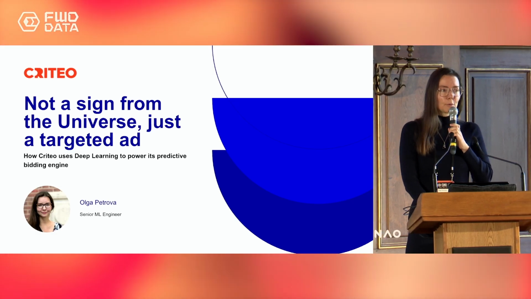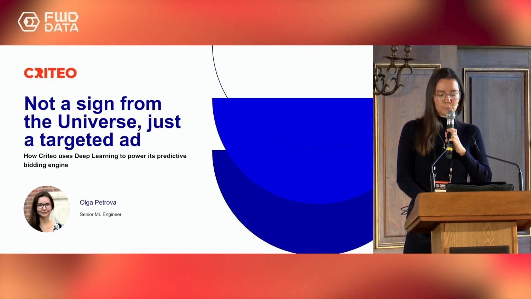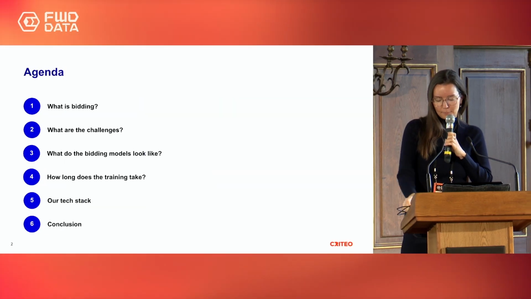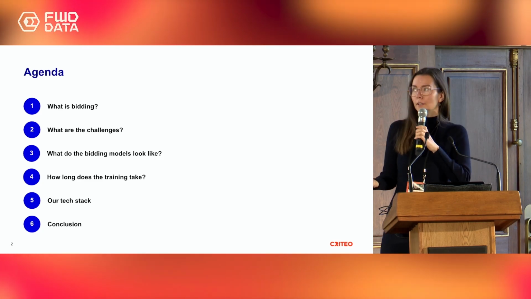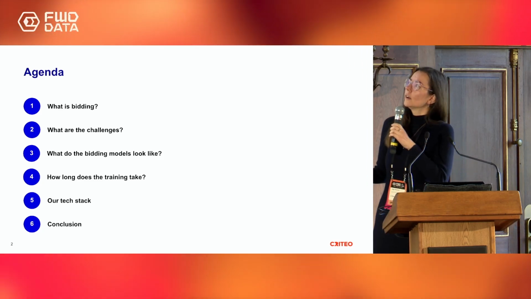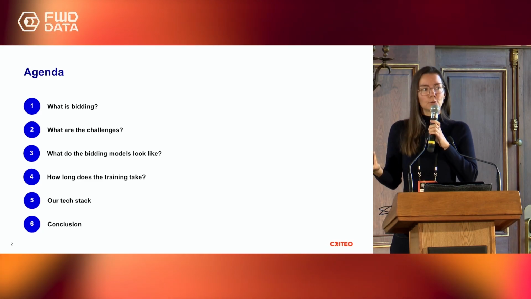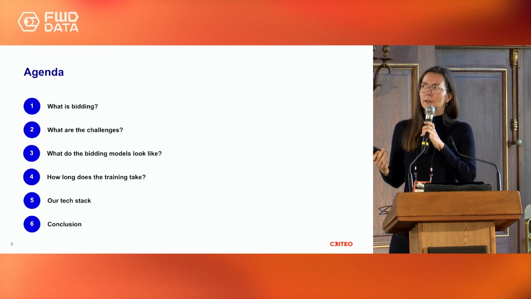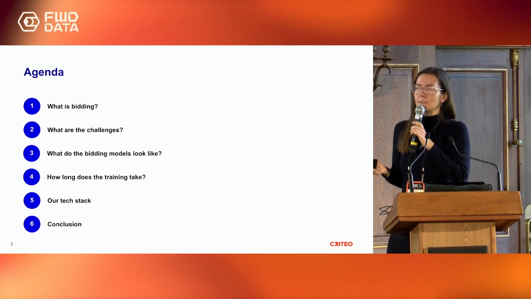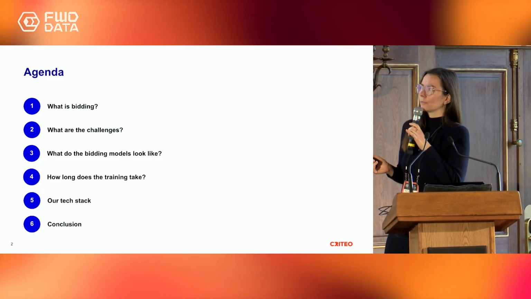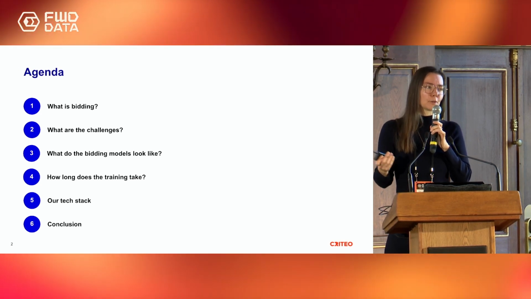So today we'll tell you about how we at Criteo are using deep learning to power the predictive bidding engine. And in order to do that, I want to first explain what I mean by bidding in this context. What are some of the challenges that we are facing? What do these bidding models look like? So what goes in, what comes out? Some details about the architecture. How long does training these monstrosities take? Our tech stack that helps us in the process, and finally some conclusions about where we are with that today.